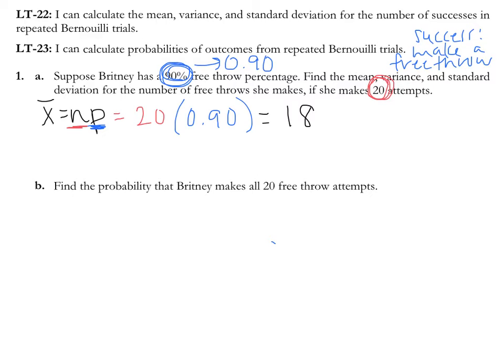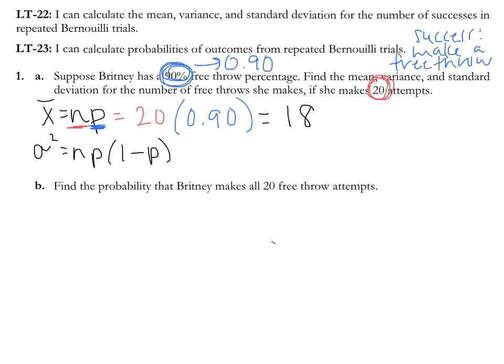Okay, so now let's try to calculate the variance. We also discussed a formula for the variance, which was n times p times 1 minus p. So we're going to take the number of Bernoulli trials we do, multiply by the probability of success on each Bernoulli trial, and then multiply that by 1 minus the probability of success. This is just the probability of failure. So if you think about it in that way, you can.